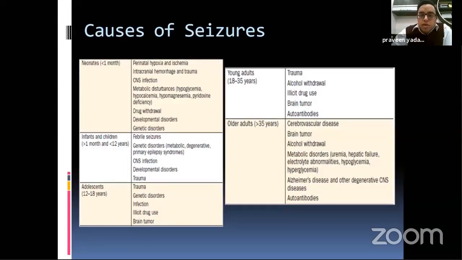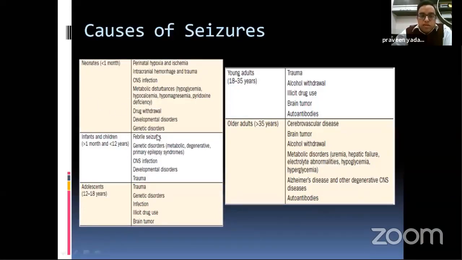Suppose it's an infant, then the most common cause which we see is perinatal hypoxia or ischemia and intracranial birth injuries. So the birth injuries can give rise to seizures. CNS infection, sepsis can cause it. Hypoglycemia and hypocalcemia are notorious to cause seizures in the neonatal period, especially in the first 5 days, and pyridoxine deficiency. So these things will be the common causes in neonates.